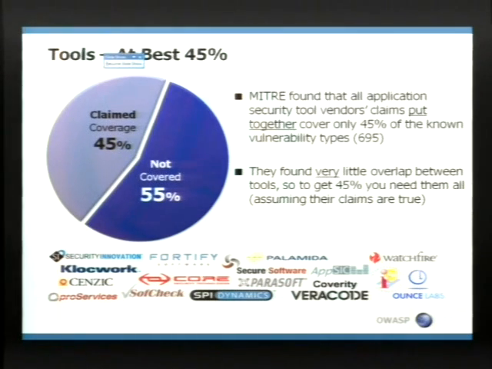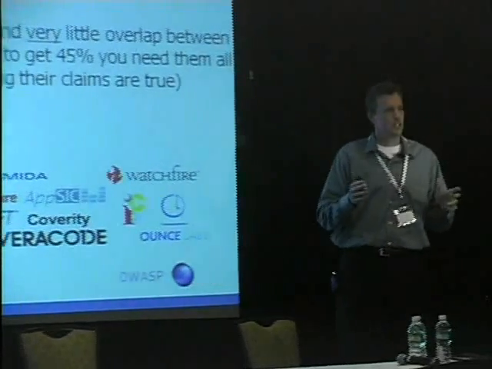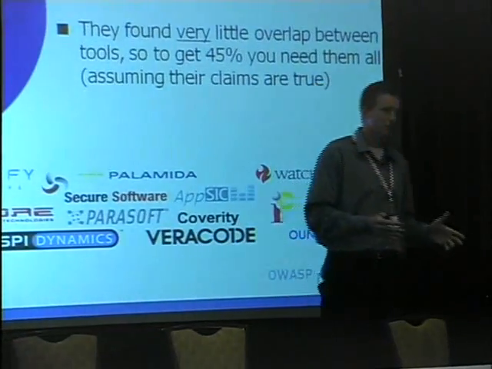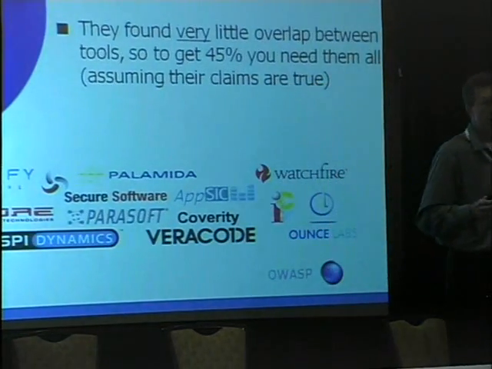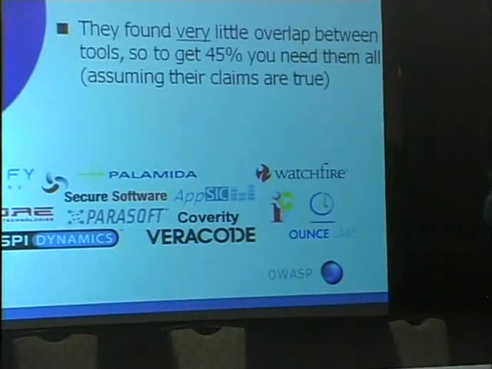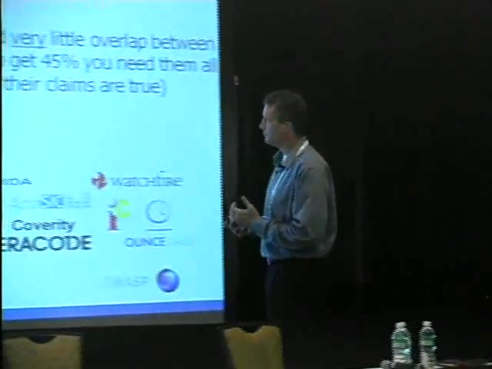But if you put together all the claims of all the different tools that are out there and compare it up against the CWE, which has a list of 695 different weaknesses, you'll see that there's only 45% coverage by the tools. That leaves a whole bunch of vulnerabilities that are not covered by the tools. The other thing that they found was that there's not a lot of overlap between the tools. So to get that kind of coverage, you've got to run all of them. It's a pretty expensive way to go.